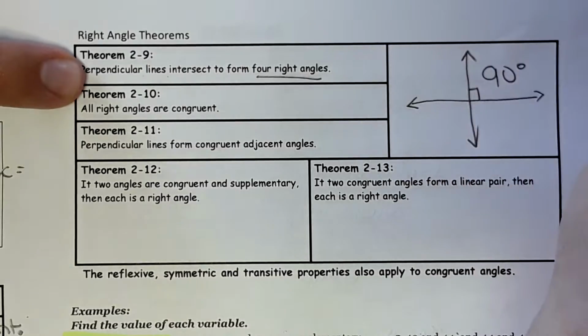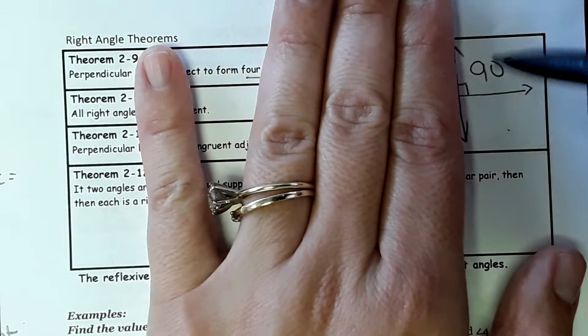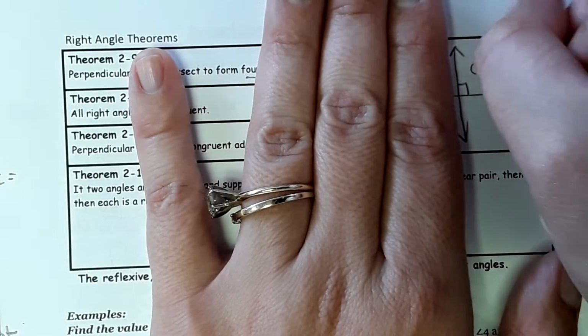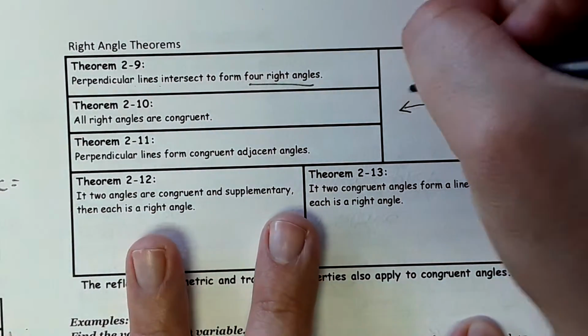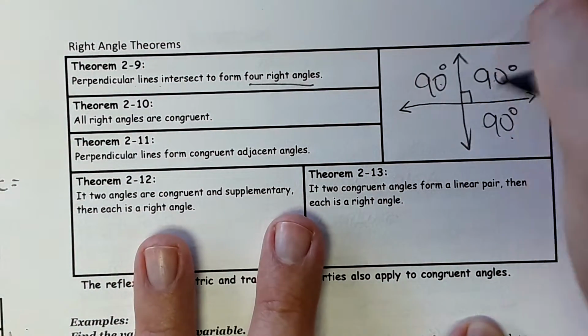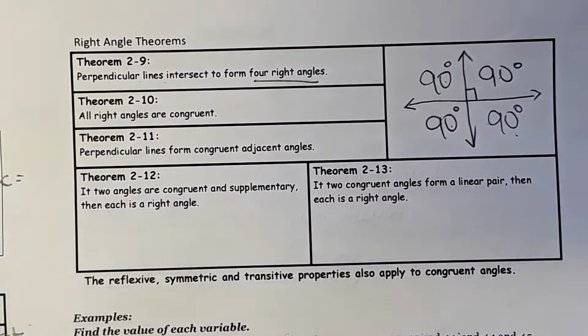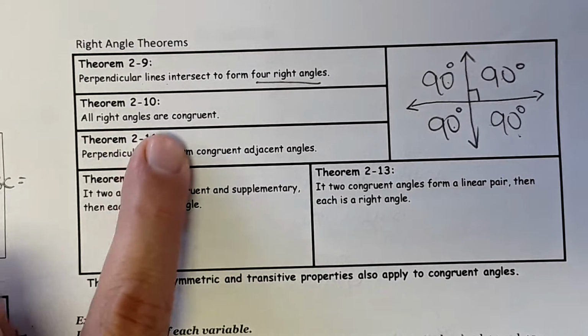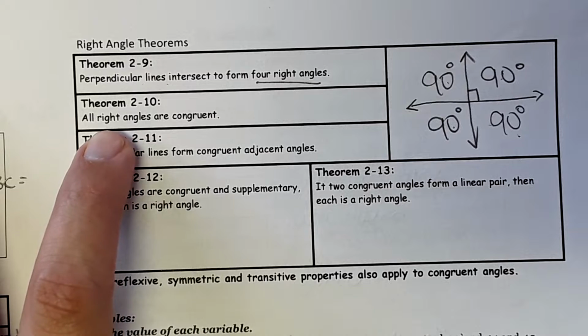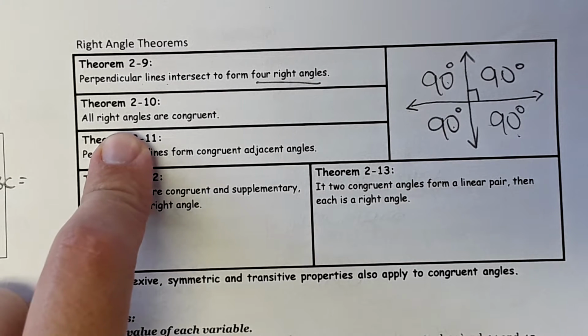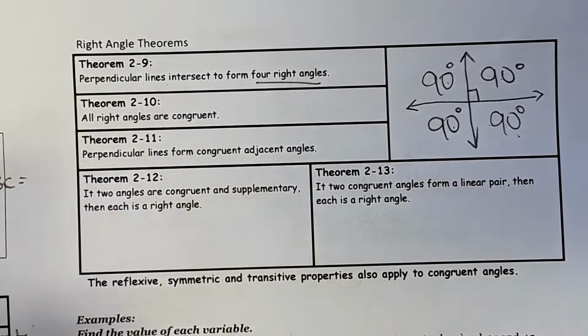So if this is 90 degrees, then because of the supplement or linear pair, this would also be 90 degrees. Vertical angles are congruent. This is 90 degrees, and vertical angles are congruent, 90 degrees. So perpendicular lines intersect to form 4 right angles. Then next one, all right angles are congruent. Right angles are 90 degrees, so therefore all right angles are congruent.